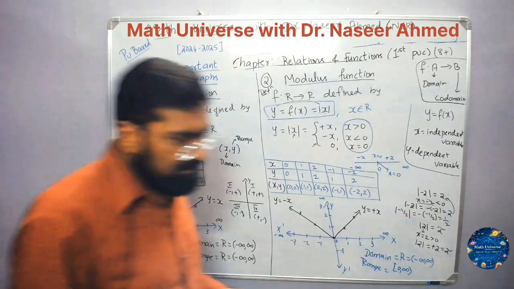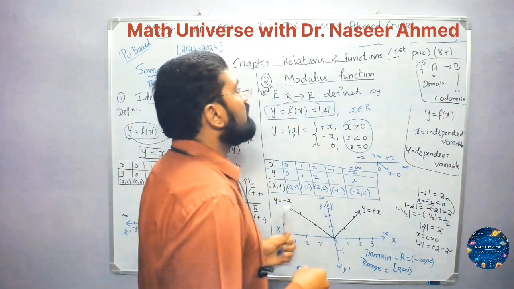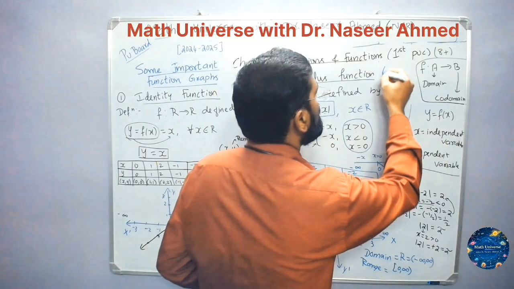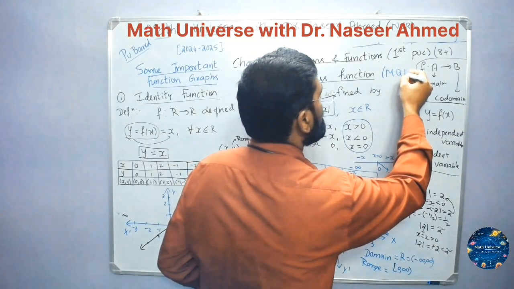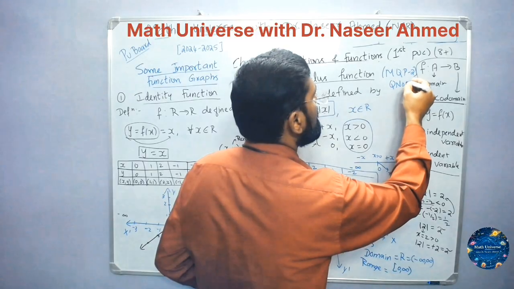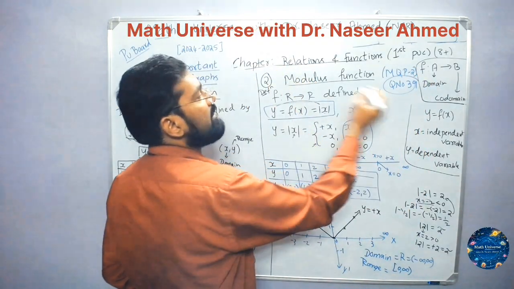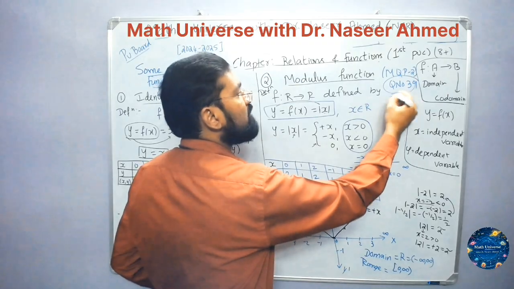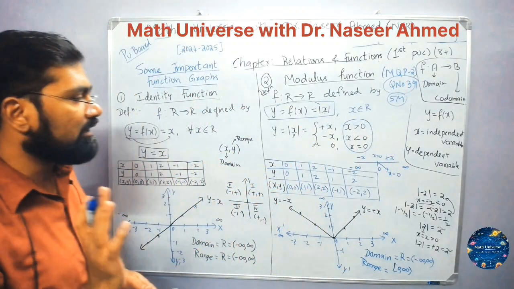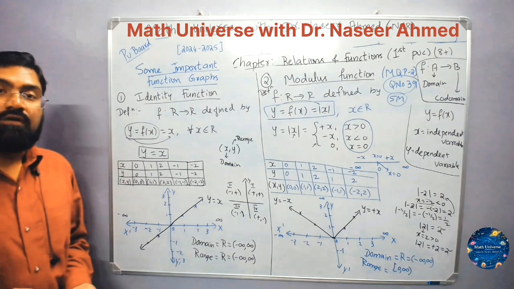I think it has come in one of the models. It came in model question paper number 2, and it is question number 39 for 5 marks. Okay, question number 39 for 5 marks. All these are 5 marks only. Anyone coming is 5 marks only. Okay, fine. Make a note of this.